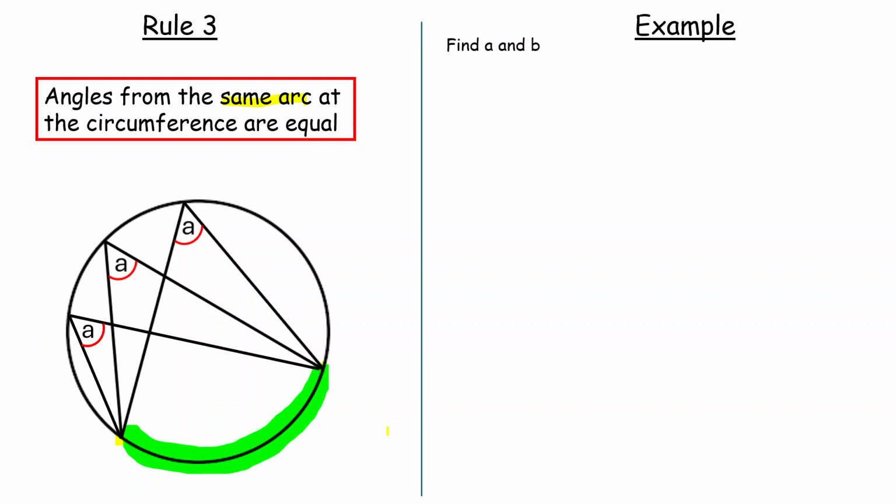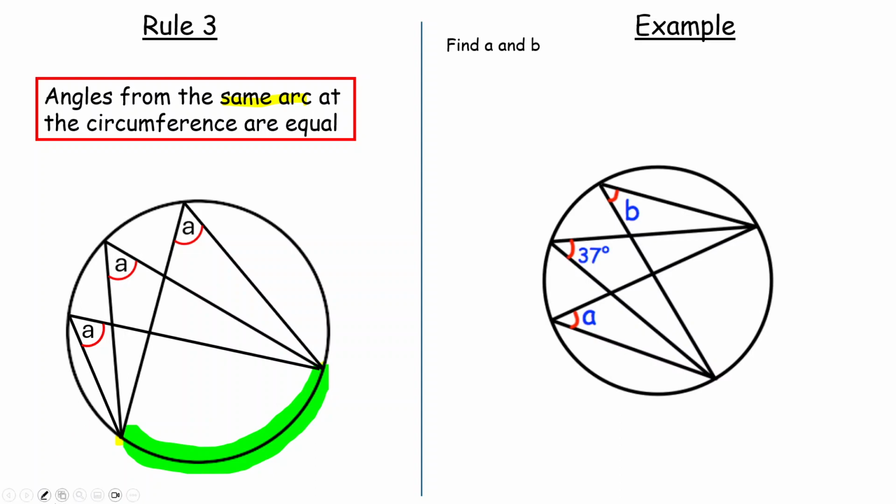So if we look at an example, find the values of A and B. This one is really, really straightforward. It's just being able to recognize what the rule is. Because all of these angles here, I should probably highlight it, are coming from the same arc, which is this point here, drawn in not particularly well, all of these angles here must be equal to 37.